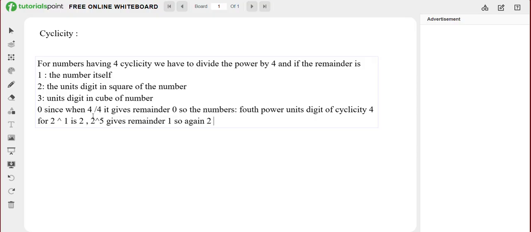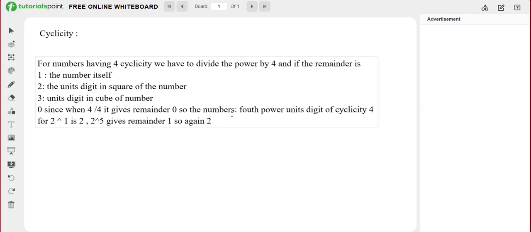Now when we divide by 4, if the power is a multiple of 4, it will give a remainder of 0, so the units digit would be that of the fourth power of the number, for a cyclicity of 4. Okay, now let's do 2 to the power 1 is 2. But 2 to the power 5 is also 2, because when 5 is divided by 4 we get a remainder of 1, so again 2.